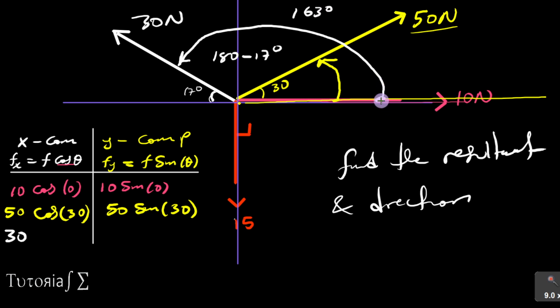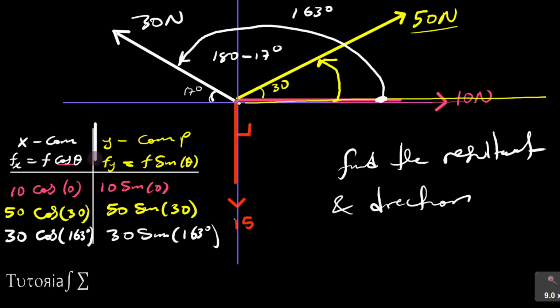So always measure the angle from the positive x-axis until you get to the vector. So this will be cos 163 degrees. Then we repeat the same here, it will be 30, but it will be now sine 163 degrees. Okay, then now let me just extend the line like that.